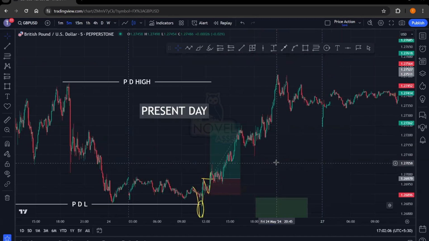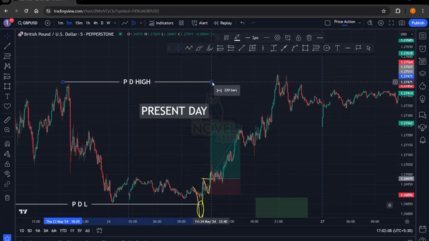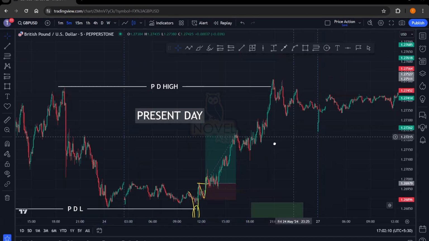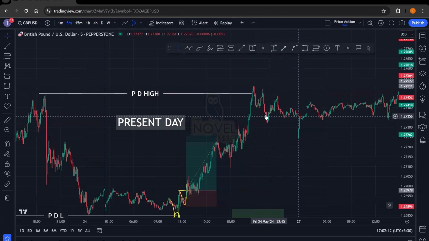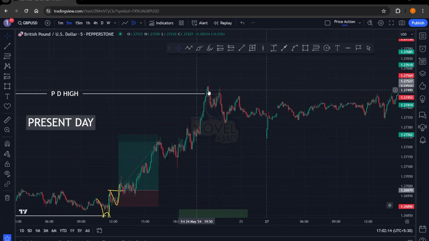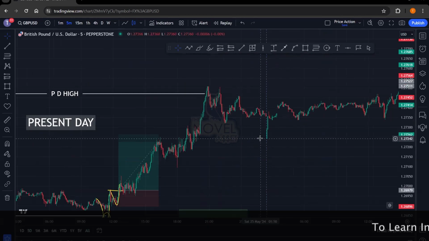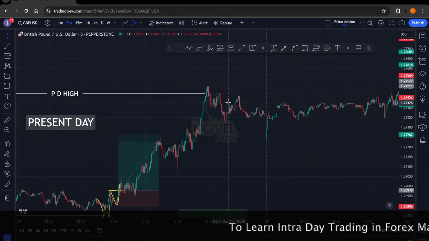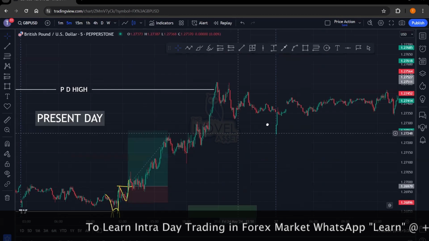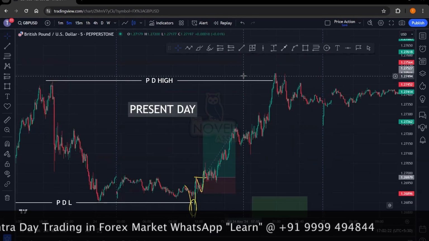Now, if you observe a little bit in the market, the price after taking out the previous day high has also given a reversal signature. If you start looking at this point, after taking out the previous day high, the price tried to reverse. So another time or another day, sometimes we take two entries rather than just one. In a single day, we get two entries rather than just one.